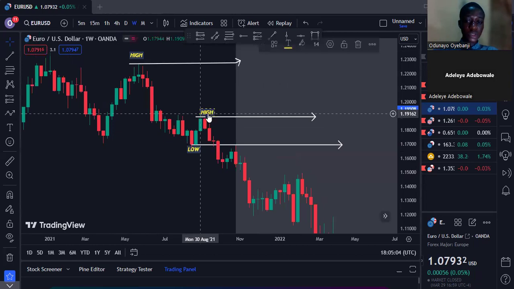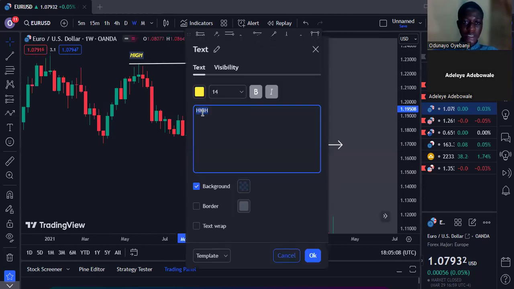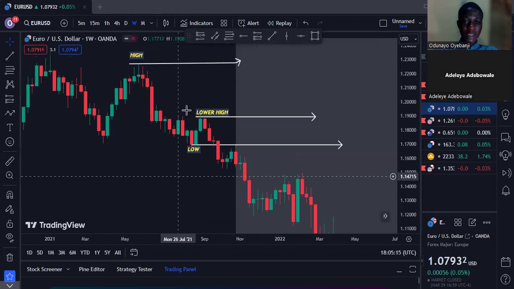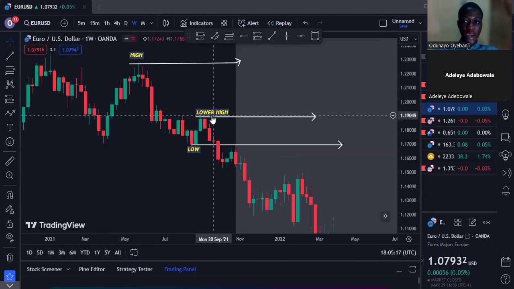So I term it as a lower high. You get that? I term it as a lower high. So in a downtrending market, or before I can say it is a downtrending market, I've formed a lower high. Are you with me?